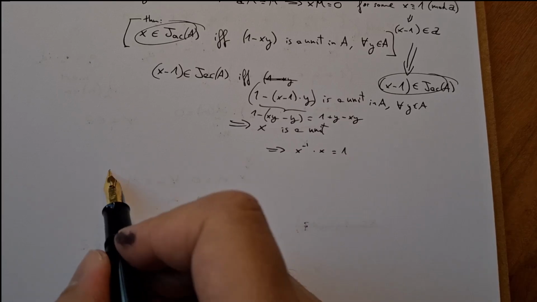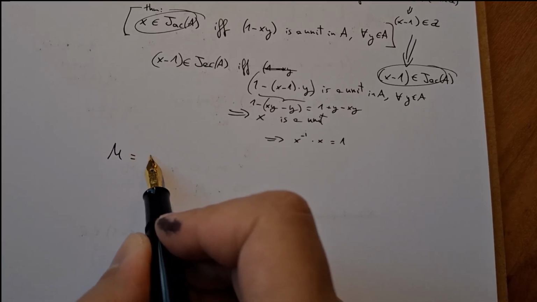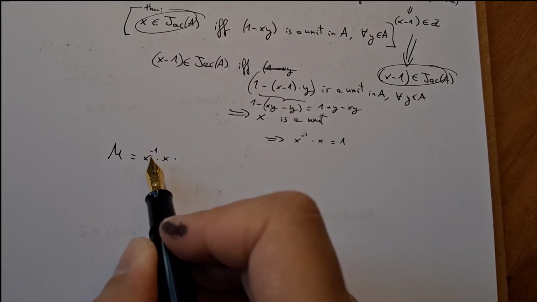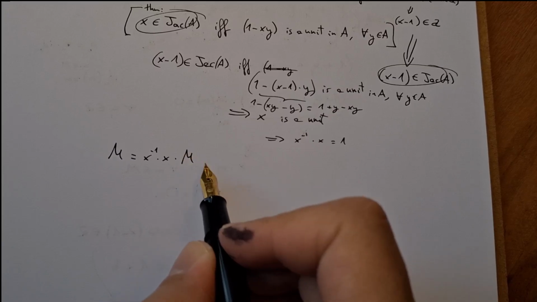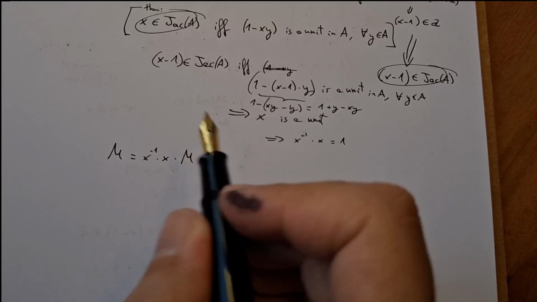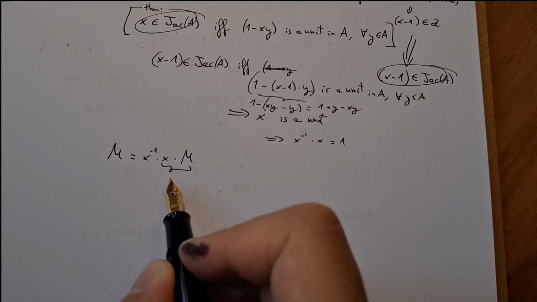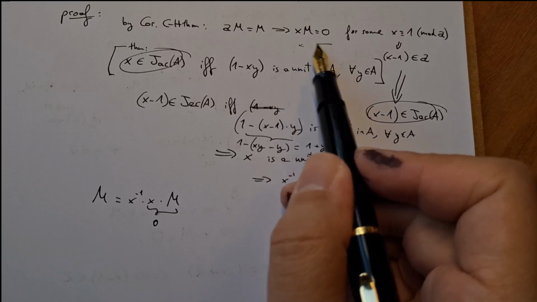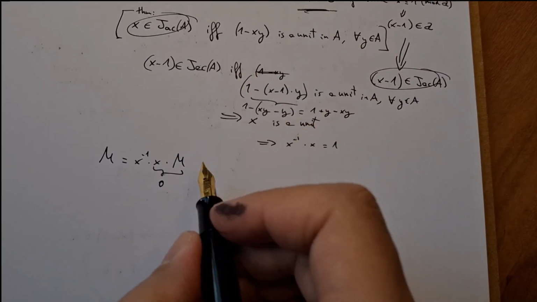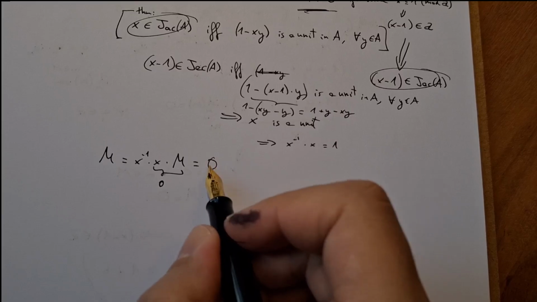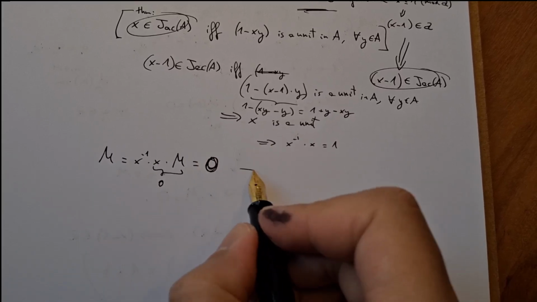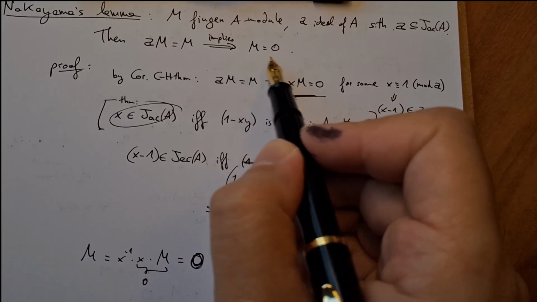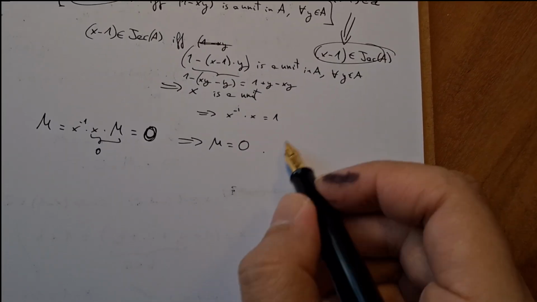So when we have m, we can multiply it by 1, which is the same as saying x minus 1 plus x, x minus 1 multiplied by x multiplied by m. And then from the previous corollary, we had that this is 0. This is what we had here. So we know then that this is 0, so that m is equal to 0, as stated in the Nakayama's lemma hypothesis. So this is proven.